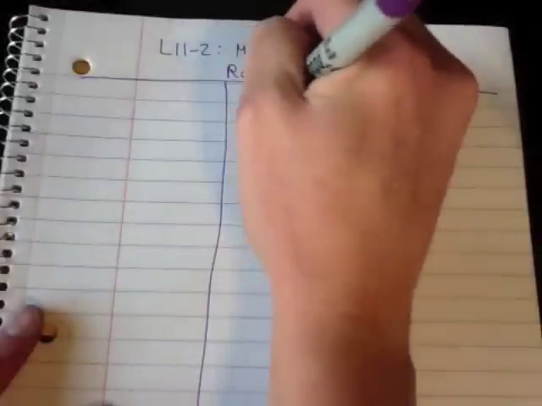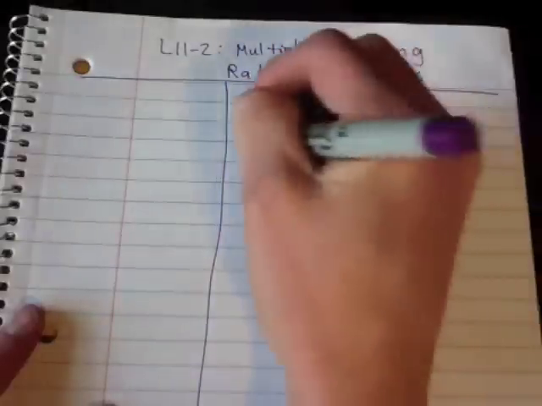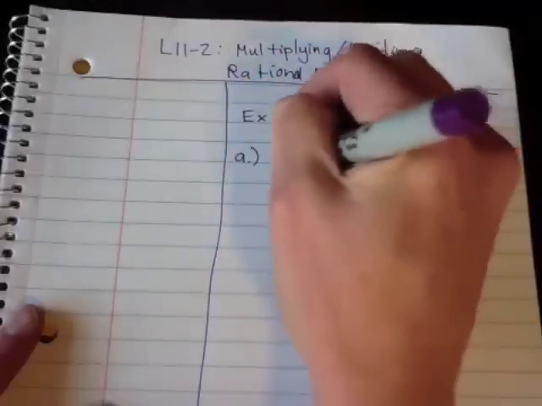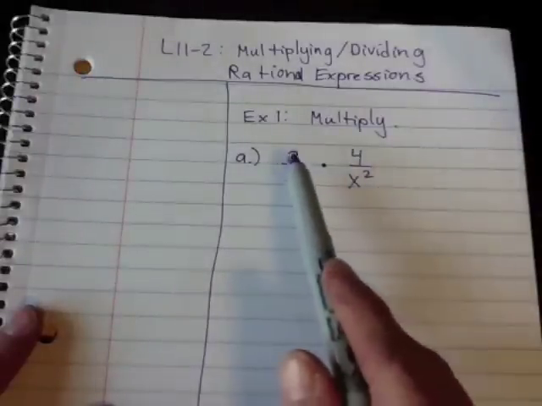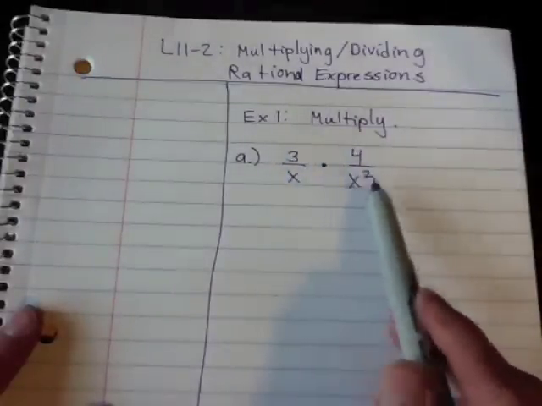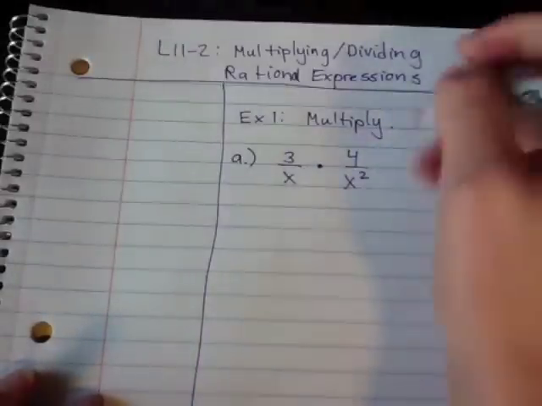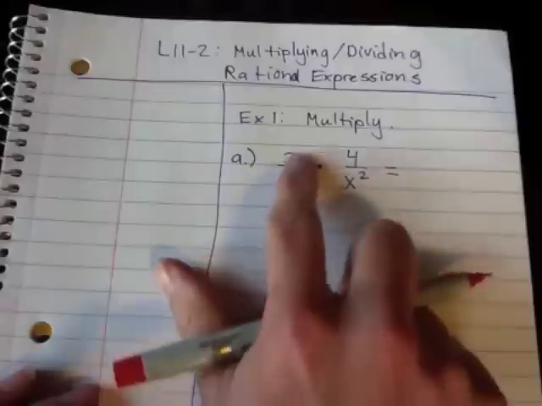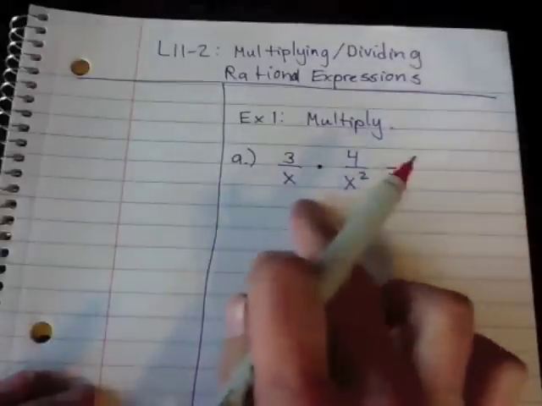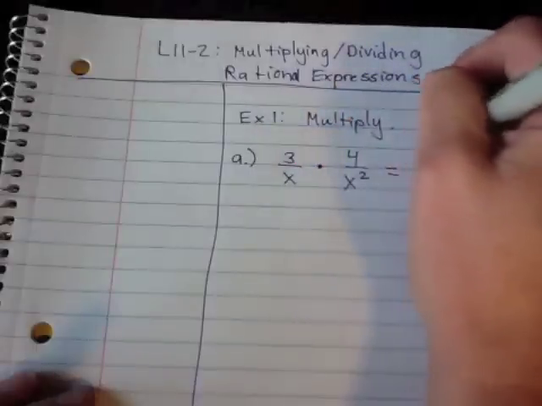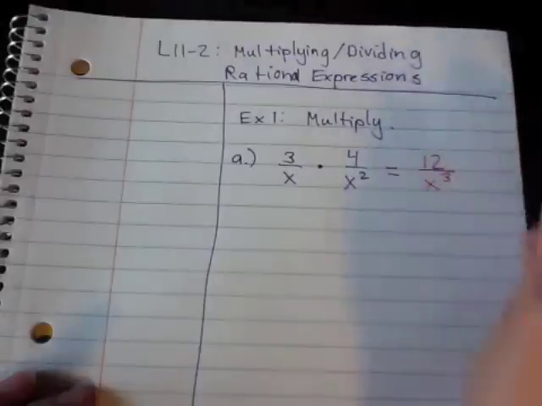So example 1 says multiply. We're going to do a few of these. First one is 3 over x times 4 over x squared. So you've done this before. It's a monomial term, a monomial term, monomial term, monomial term. So all you're going to do is multiply across, just like you've always done with multiplying fractions. You can simplify, you can reduce fractions if you can, or you can cross-simplify, cross-reduce. But there's nothing that's going to reduce here, so we just multiply. 3 times 4 is 12. X times x squared is x cubed. And you're done.